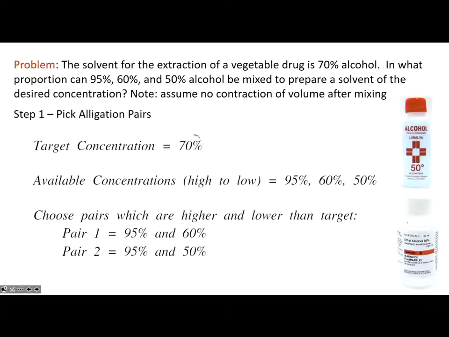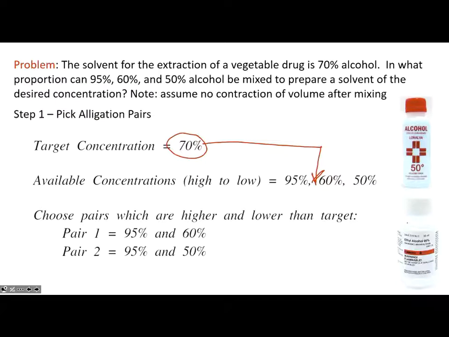The reason I say to do this is because then you have to see where your target is in relation to your ingredients. All of your alligation pairs have to have one strength that's higher and one strength that's lower. So you need to know where the ingredients are relative to your target. Would you agree the only one that I have higher than my target is which strength? 95%. But I have two ingredients that are less than the target: the 60 and the 50 are less than my target of 70%.